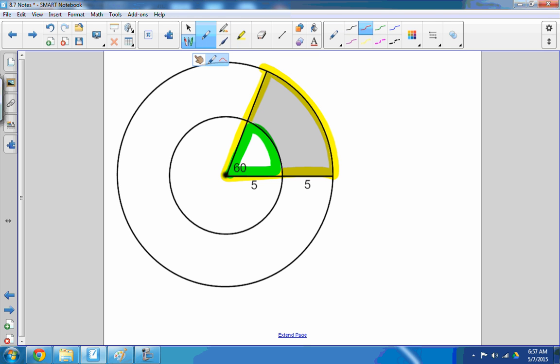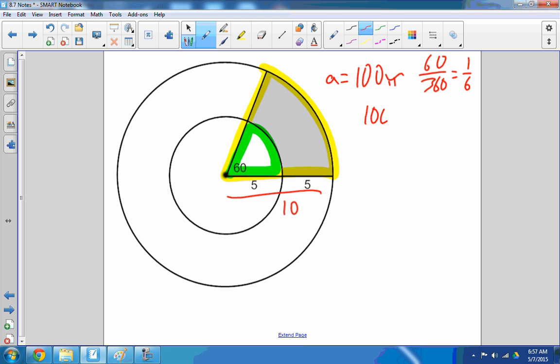All right, so the full yellow area, the area will be pi r squared. So this is 10, so this is going to be 100 pi. Percentage is 60 divided by 360, which is 1/6. So the full area is 100 over 6 pi.